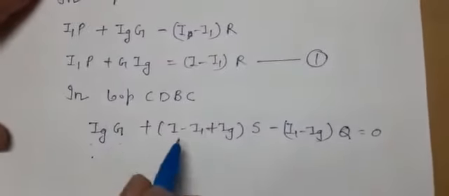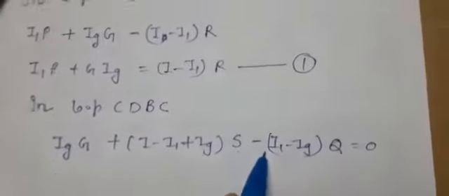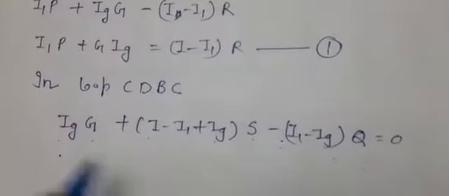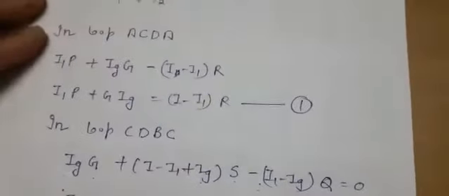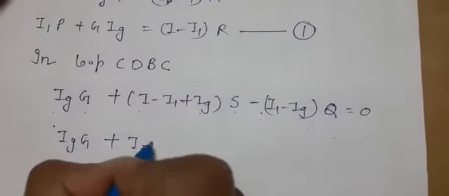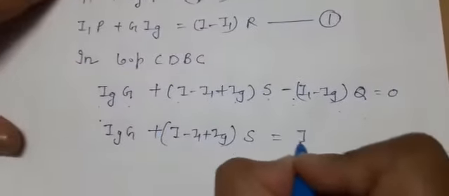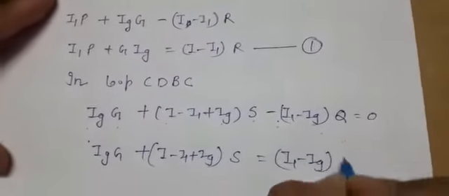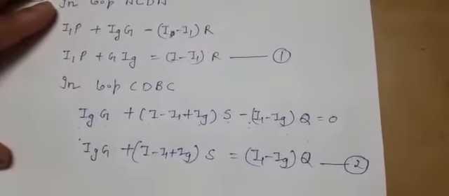Ig into G plus I minus I1 plus Ig into S minus Y, because here our loop direction and direction of current were opposite. So now rearrange it. We are getting that it will be Ig G plus I minus I1 plus Ig into S. This is equal to I1 minus Ig into Q. So these are two equations.